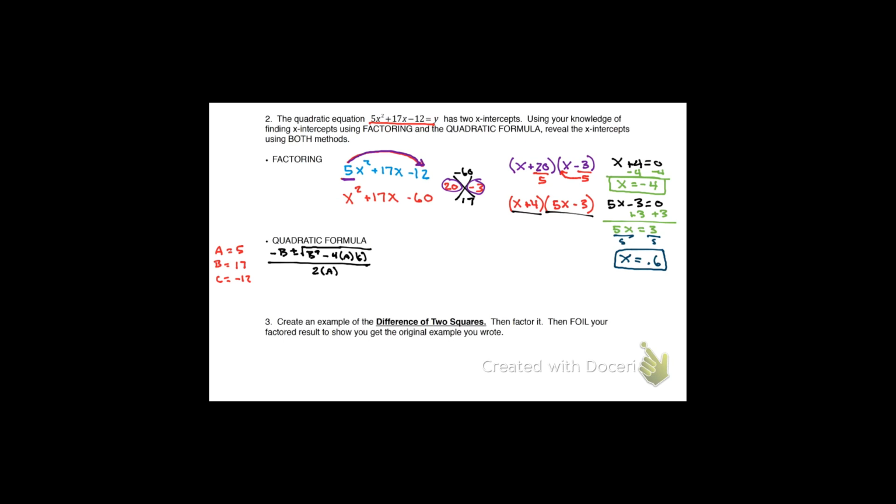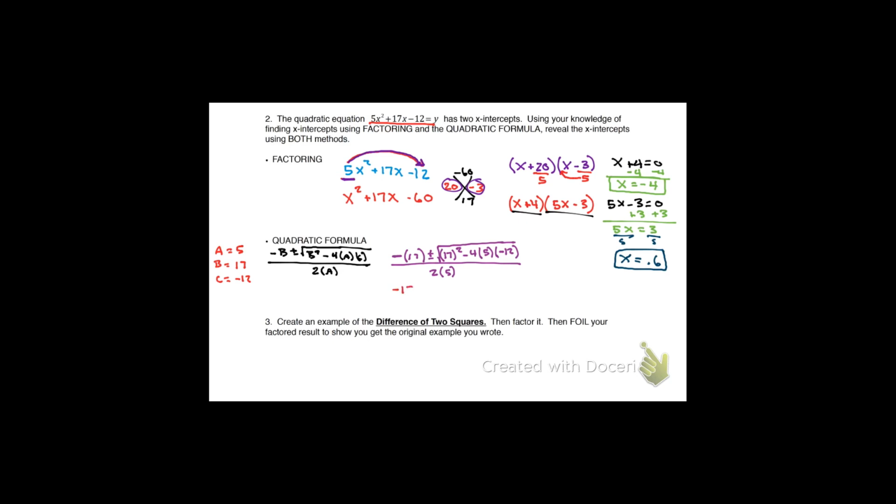And then we just plug in all the information that we have. So we got to bring the negative from the quadratic. B is 17, plus or minus the square root of b squared, which is 17 squared, minus 4 times a, which is 5, times c, -12, all divided by 2a, 2 times 5. A is 5. Okay. Now we do our simplifying.